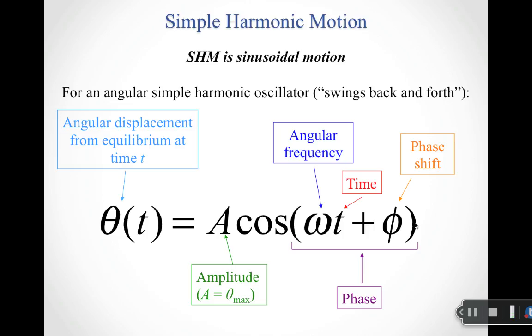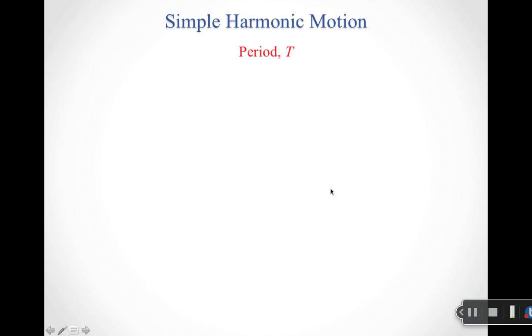We also have an angular simple harmonic oscillator. Those are the ones that swing back and forth. And again, you'll notice that there's only a couple real differences. One is that instead of keeping track of a linear displacement, I'm keeping track of an angular displacement from equilibrium at time t. My amplitude, again, that's still the maximum displacement. It's just now I have an angular displacement, so this is now theta max, which is the maximum angle, say, away from the vertical that my simple pendulum ever reaches. Again, I've still got a cosine function, and everything's the same inside the phase. So it's still the angular frequency times time plus the phase shift.